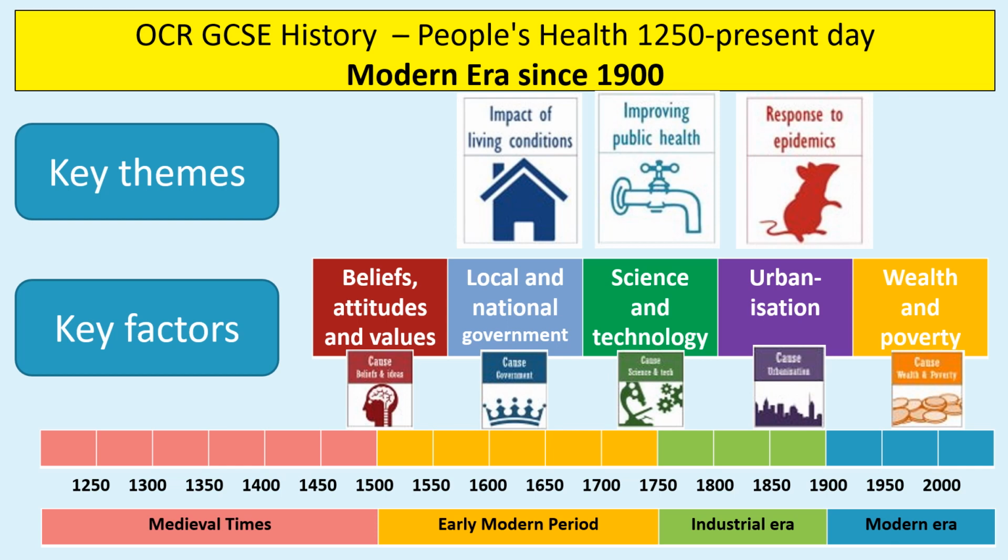Just a reminder, the key themes on people's health are impact of living conditions, response to epidemics and improving public health. And the key factors for you to be aware of are beliefs, attitudes and values, local and national government, science and technology, urbanisation and wealth and poverty. So without further ado, let's find out more.